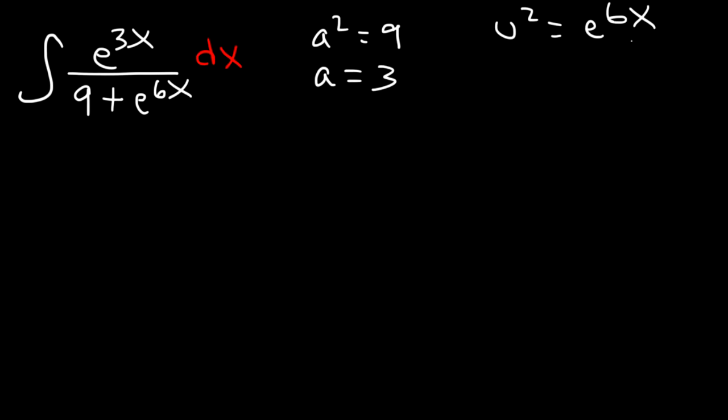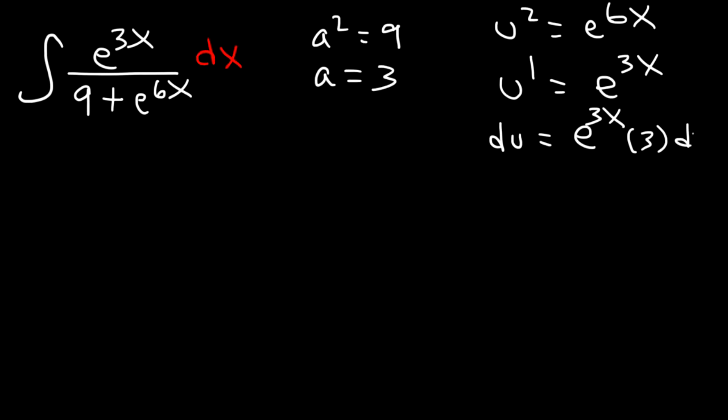So if we take the square root of both sides, we need to divide the exponent by 2. 6x divided by 2 is 3x. So u is e to the 3x. du is going to be the derivative of e to the 3x, which is the same thing, e to the 3x, times the derivative of 3x, which is 3, times dx. So now let's solve for dx. dx is equal to du divided by 3 e to the 3x.